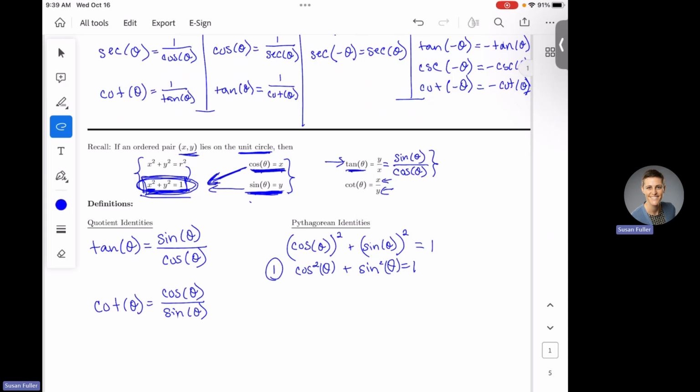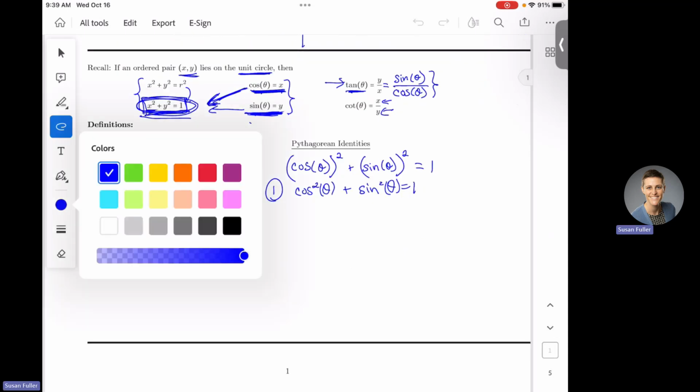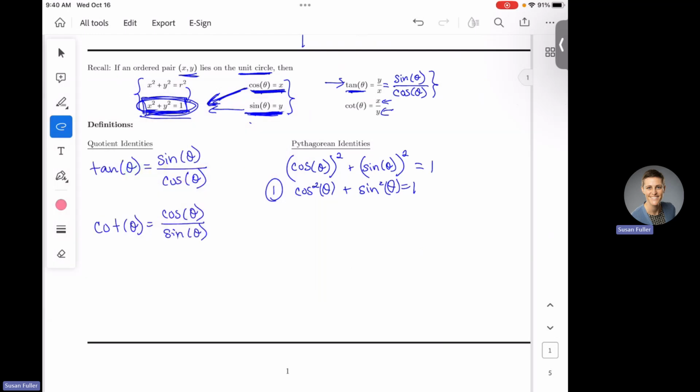Now we are going to have 2 more forms of this. And again, you're going to have to memorize these, but I don't want you to panic, because if you know this one, it's pretty easy to get to the other ones. To get to our second version here, I want you to divide everything by cosine squared of theta.